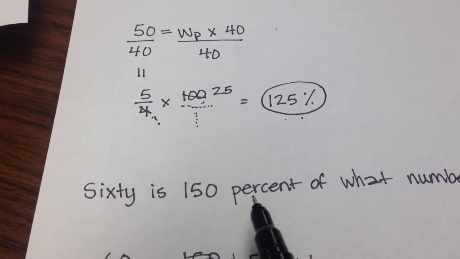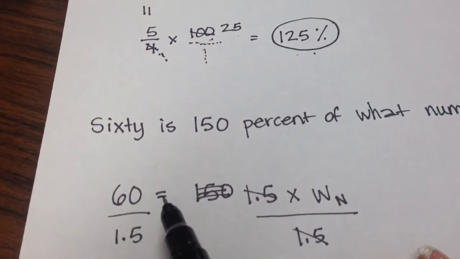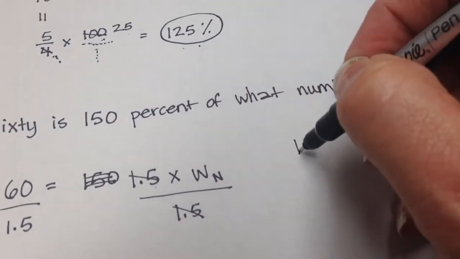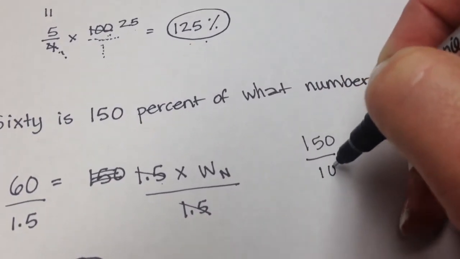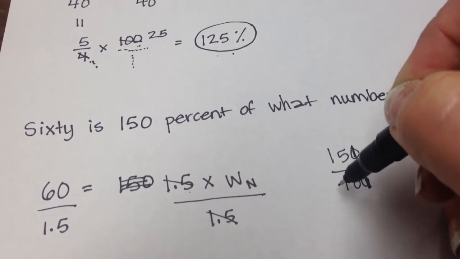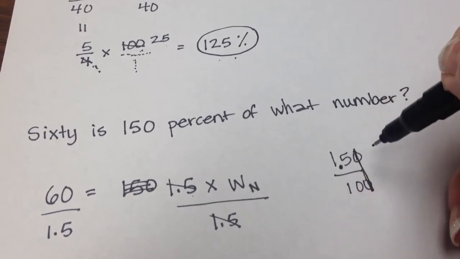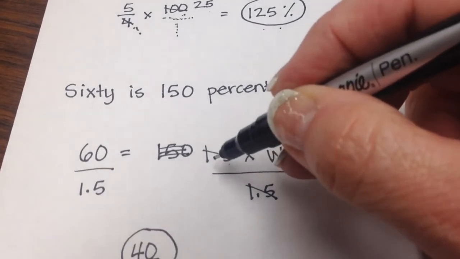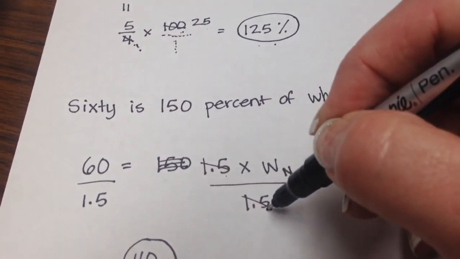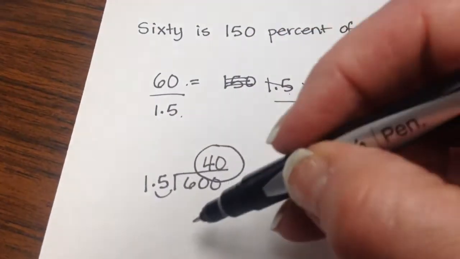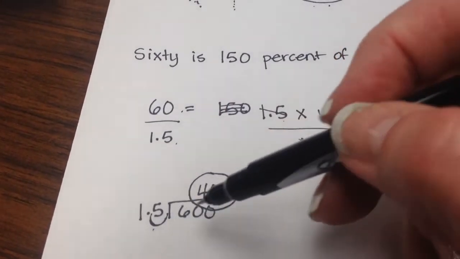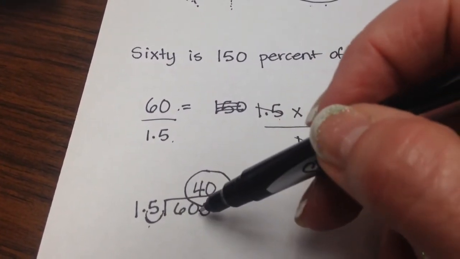60 is 150% of what number? 60 is, now 150% is really what? 150 over 100. I can do that, right? Divide by 10. If I divide that by 10, I'm going to get 1.5. It's just a smaller number, easier to do. So 1.5 of what number? So I'm going to divide by 1.5. I'm going to divide this by 1.5. I'm going to move my decimal so I have 15, a whole number. 15, and since I moved this one, I have to move this one.